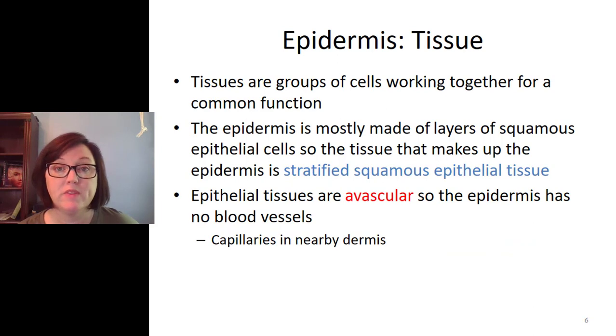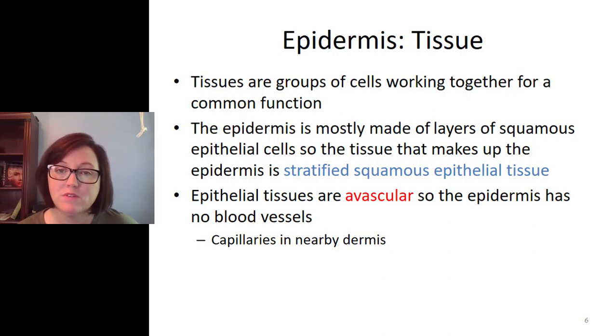So I want to talk a little bit more about the tissue of the epidermis. Don't forget that tissues are just groups of similar cells working together for a function. So here we have epithelial cells known as keratinocytes that are forming stratified squamous epithelial tissue, and the main function here is protection. Like other epithelial tissues, the epidermis is avascular. Avascular means no blood vessels. So the epidermis has no blood vessels.